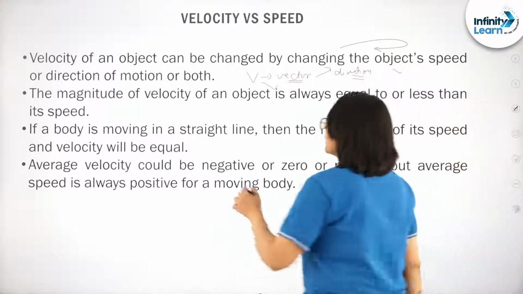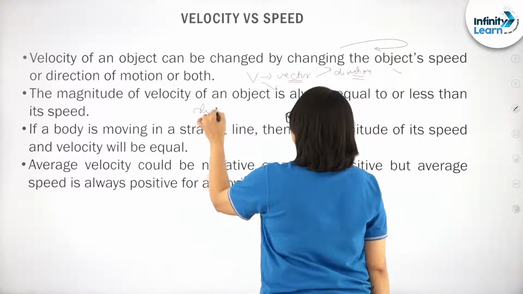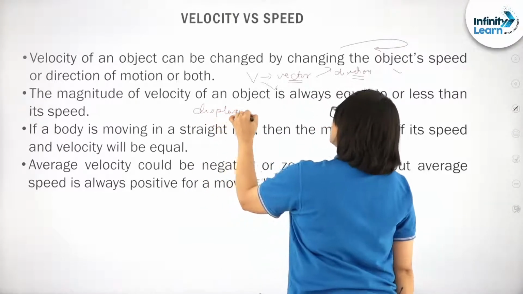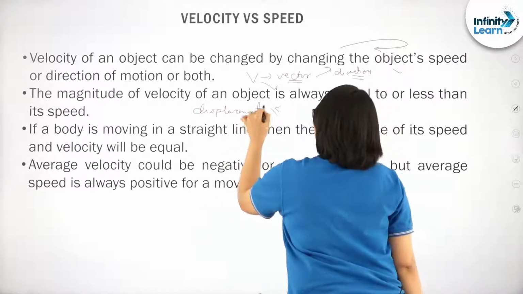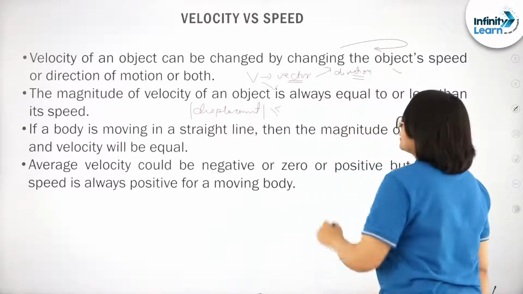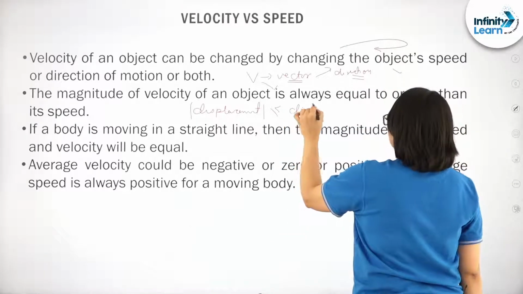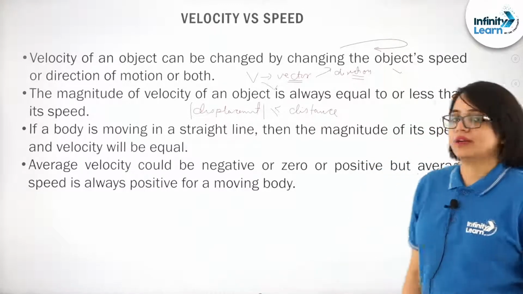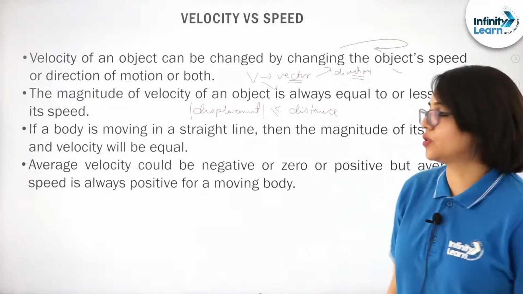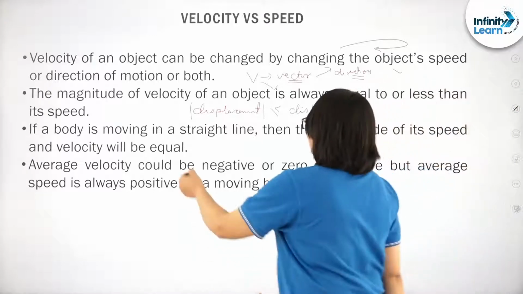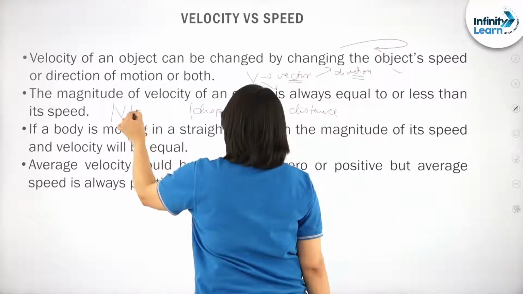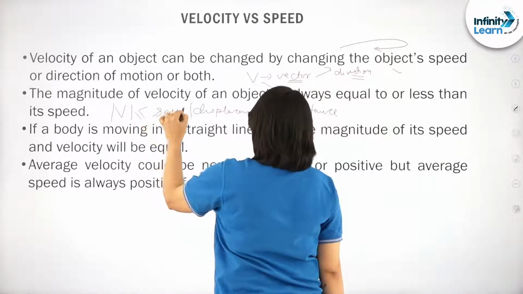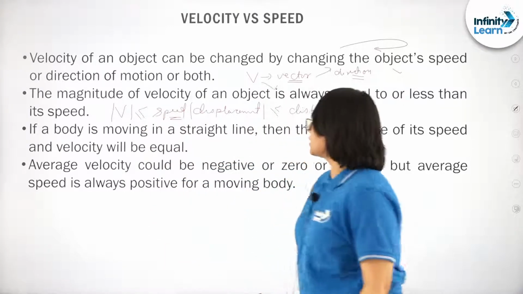Why? Because आपका जो displacement होता है, the magnitude of displacement is always less than or equal to the magnitude of distance. Fine. Divided by time करोगे तो क्या मिलेगा? Displacement upon time, velocity. So magnitude of velocity is always less than or equal to speed. Right? I hope this is clear.